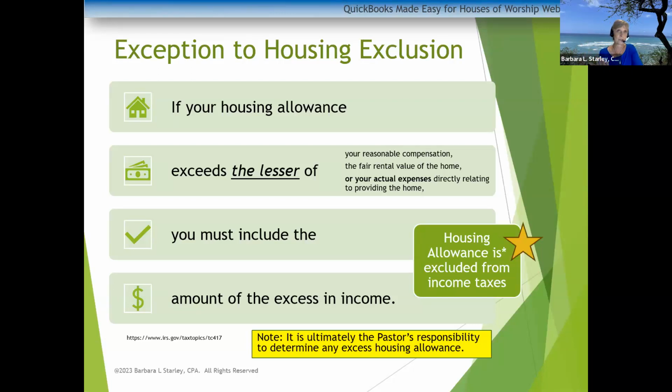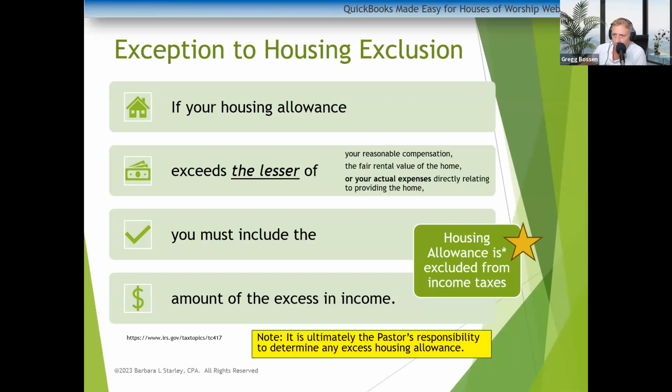Yes, compensation could be considered 100% housing allowance. But again, you have to be able to go through those pillars and determine that it's the lesser of the three. And normally this is for someone that is maybe a part-time pastor. They aren't getting a quote unquote full market value compensation. So they could technically have a housing allowance that is 100%.